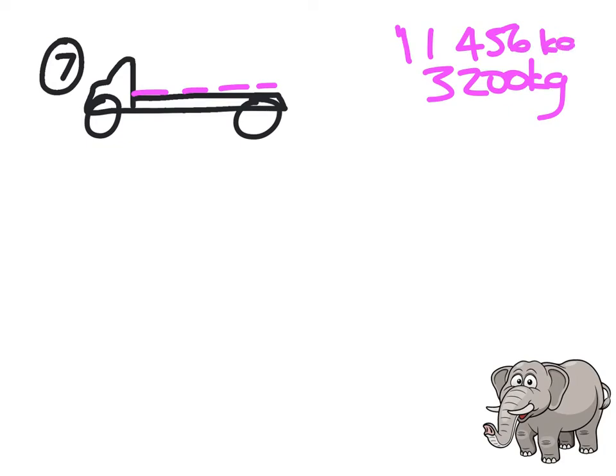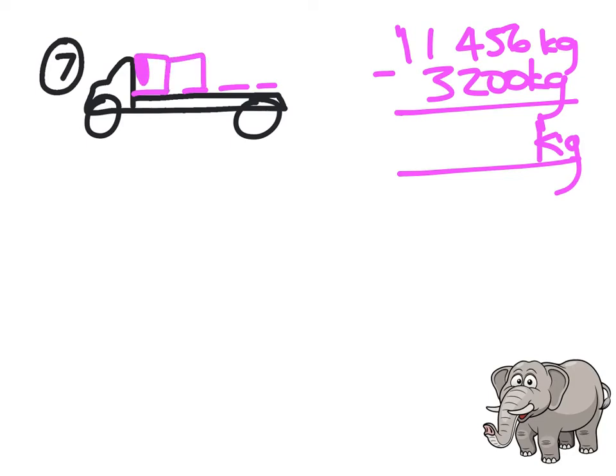Last question. We've got a truck. Here it is. The truck with the pallets on it weighs 3,200 kilograms. With all the stuff on the back, it weighs 11,456 kilograms. So if you do a takeaway sum, then what you're left with is the weight of all the stuff on the back of the truck. So all the boxes and so on the back of the truck are going to weigh that amount.